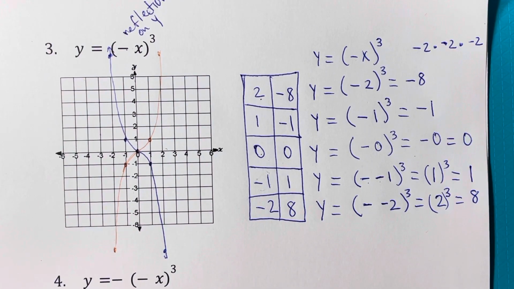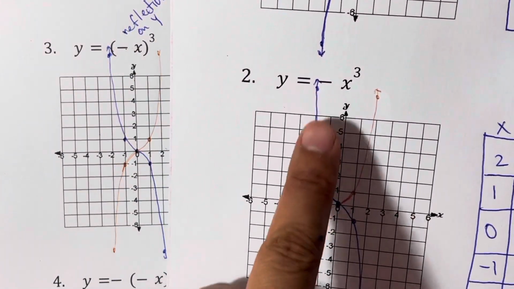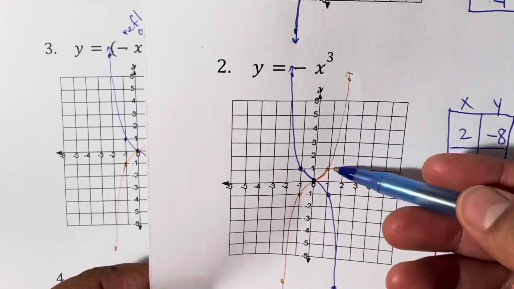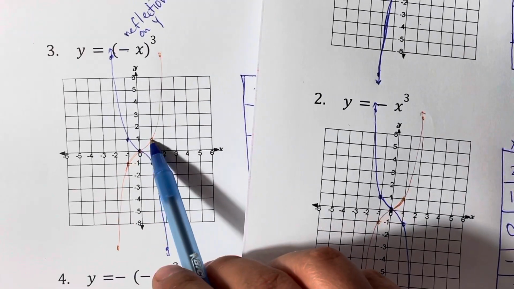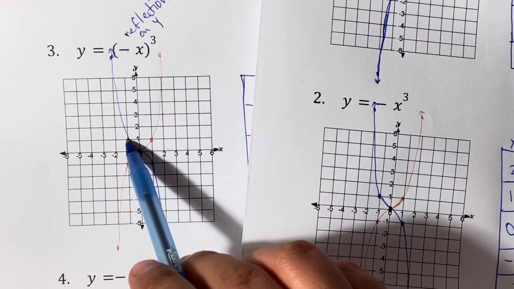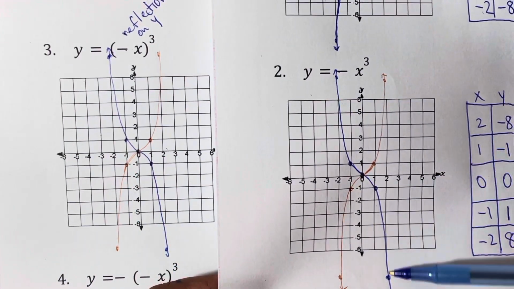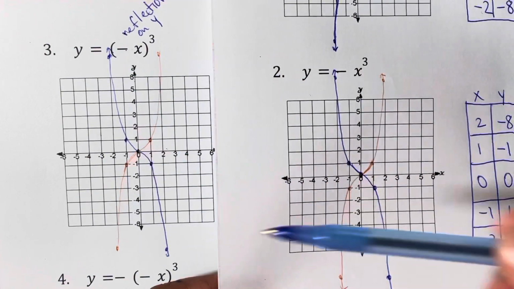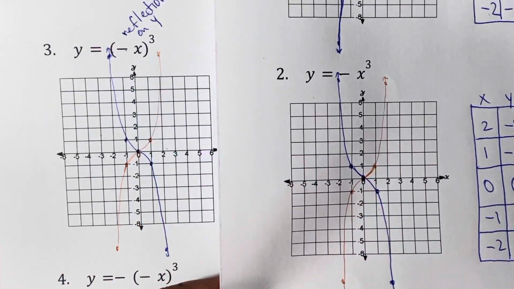I want you to notice how a reflection inside or outside of the parentheses, in this case, for different reasons, you end up getting the same. A reflection outside, this x went down here, but on this one, this x went to the other side. At the end, you end up with the same graph for a reflection, either outside or inside of the parentheses.